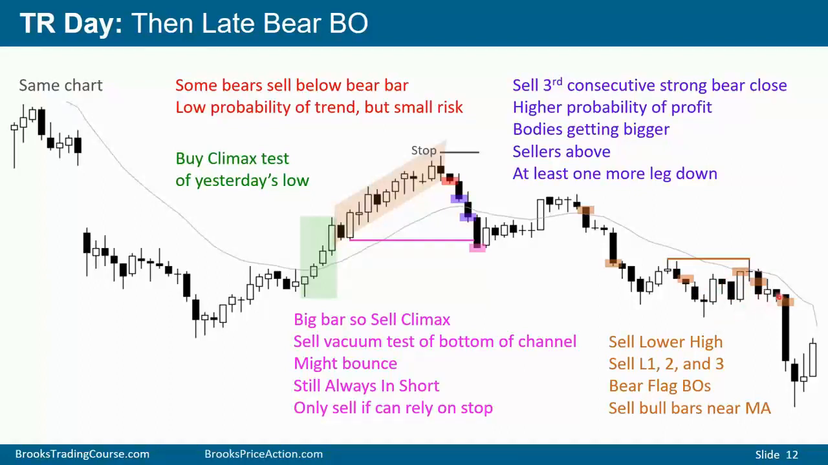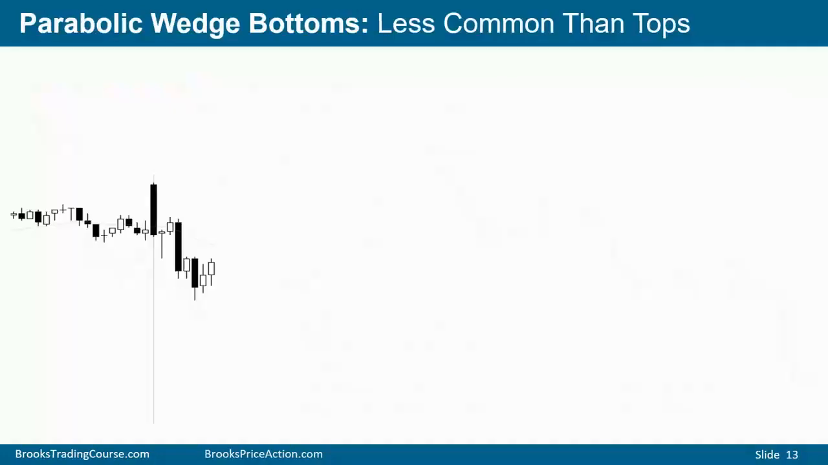And here we have another down, up, down, so it's a small low 2 bear flag. We have 3 pushes down, 1 pullback, 2 pullback, 3. It's a parabolic wedge. Parabolic wedge bottoms are less common than parabolic wedge tops, and they're also often less clear.